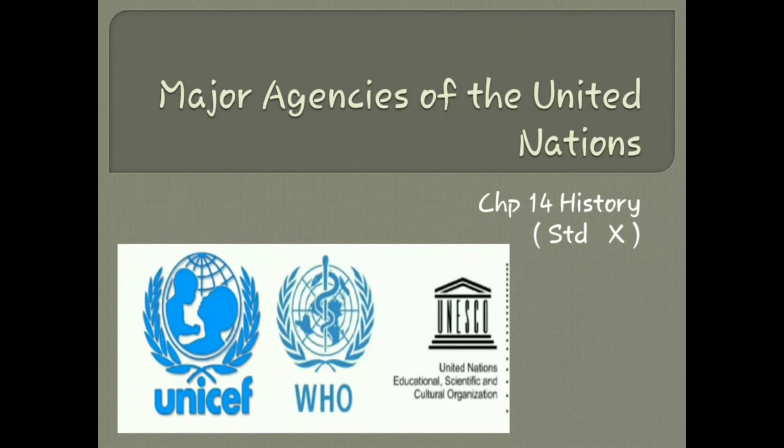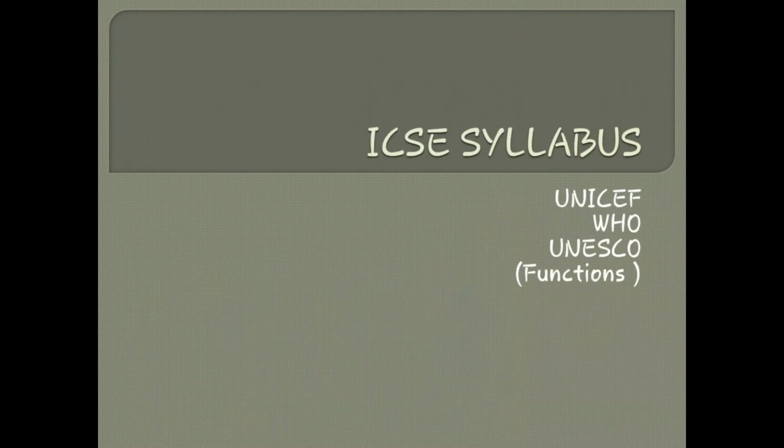Chapter 14, Major Agencies of the United Nations. In this chapter, we shall cover UNICEF, WHO, and UNESCO, the three major agencies' functions.